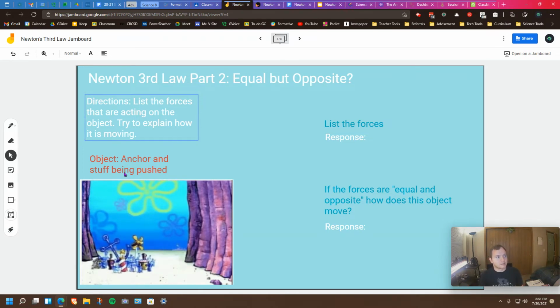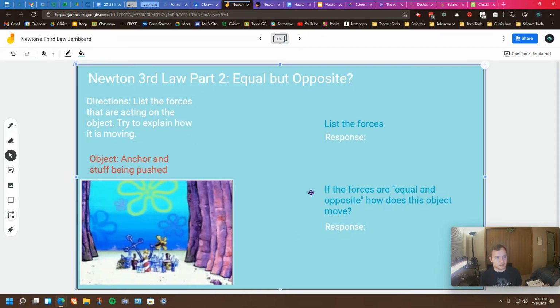So in this case, I'm not going to help you with listing the objects on this first one. I think you guys are really good by now at listing forces, knowing the forces, diagramming those, etc. So list those 4 forces. And then the question is, if the forces are equal and opposite, how does it move?